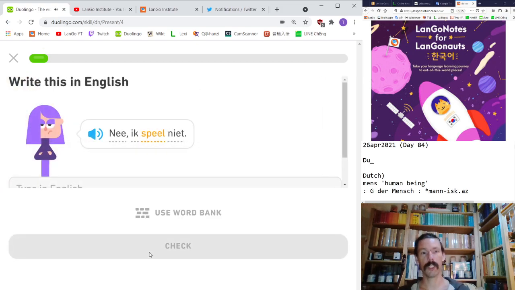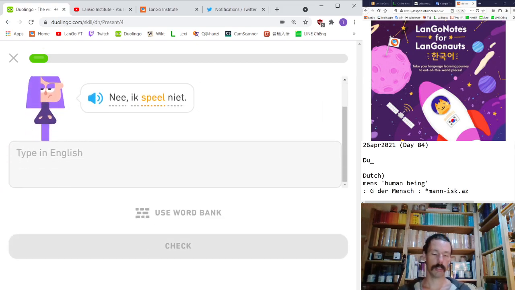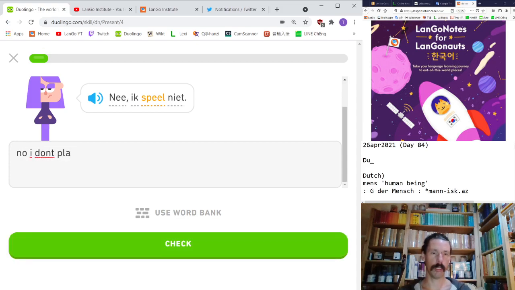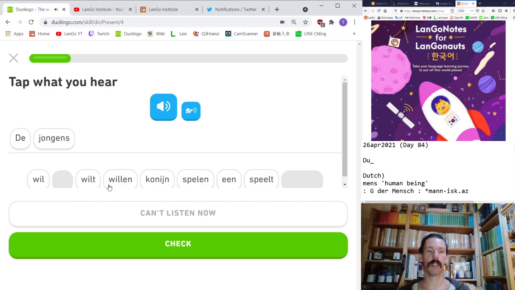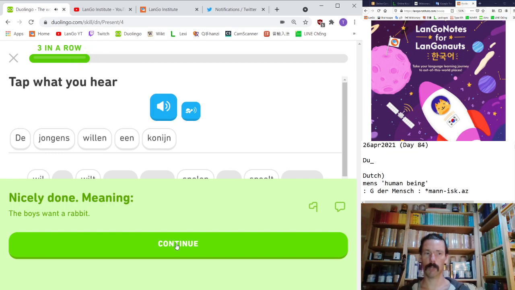Nee, ik speel niet. No, I don't play. I'm not playing. De jongens willen een konijn. The boys want a rabbit. So, in German, die Jungen is nominative plural. Dutch adds an S in addition to the N. I think the N is really a stem piece, or a stem formant, historically. And S is a plural marker.